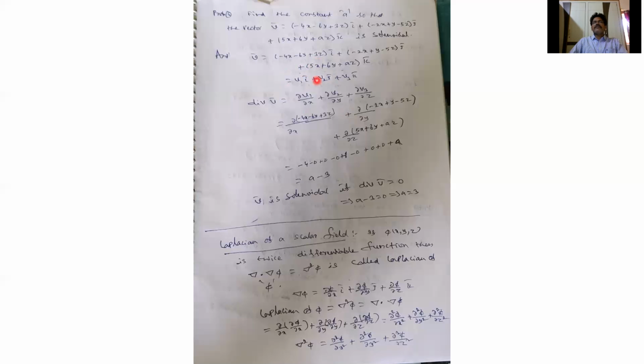First the coefficient of i with respect to x, the coefficient of j with respect to y, and the coefficient of k bar with respect to z, all partial. The partial derivative of 4x with respect to x is 4. For 6y it is 0, because y and z are treated as constants, and the derivative of 3z with respect to x is 0. Similarly for the second term: for 2x it is 0, for y it is 1, for 5z it is 0. And for the partial derivative with respect to z of 5x plus 6y plus az: for 5x it is 0, for 6y it is 0, plus a. So finally we get 4 + 1 + a, that is, a − 3.